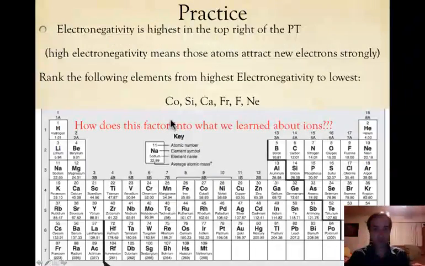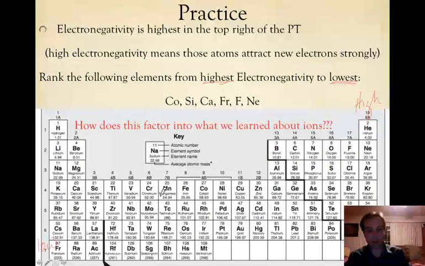Okay? So let's practice. Again, electronegativity is highest at the top right, so here's where it's high, and then it's lowest down here. Okay? So you're going to rank the following elements from highest electronegativity to lowest on your own. So go ahead and pause it and try it on your own.